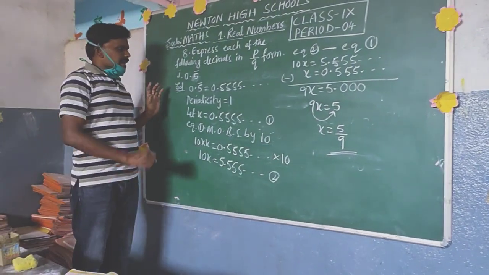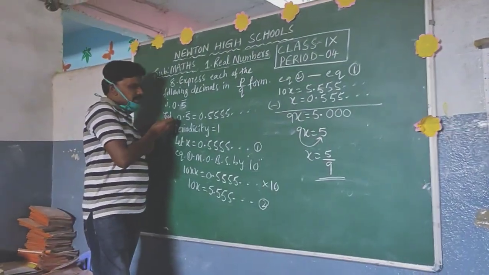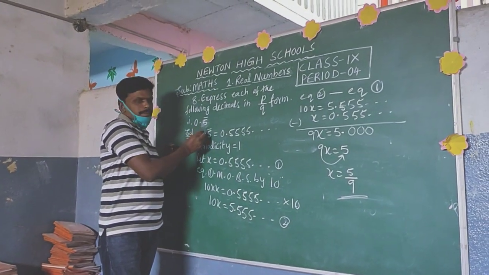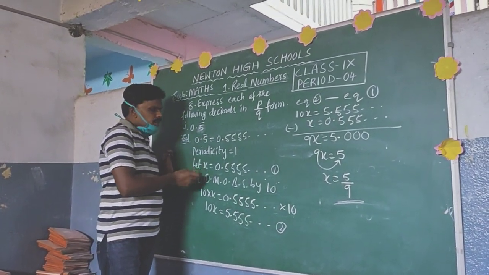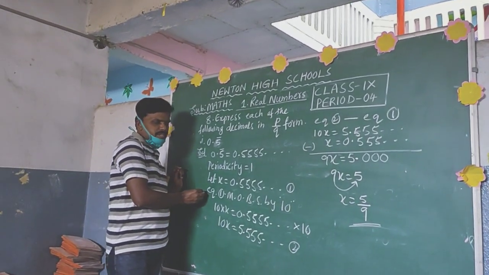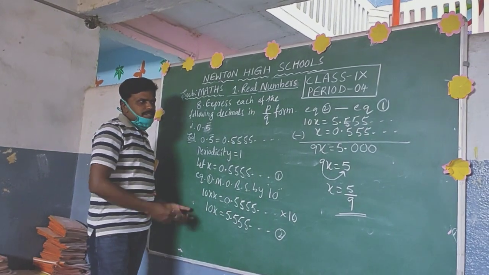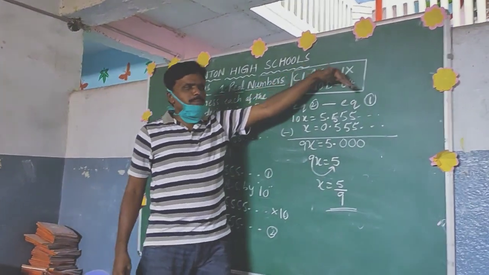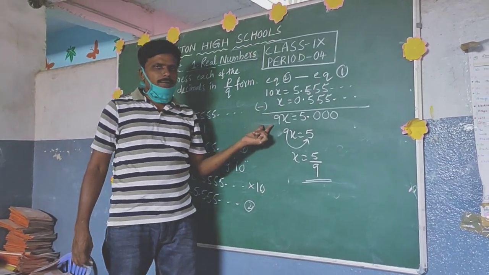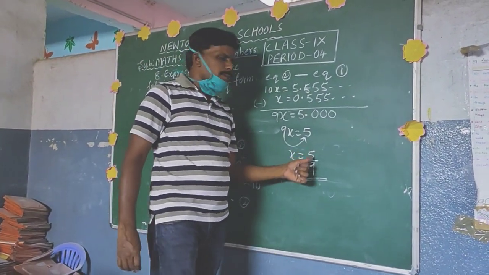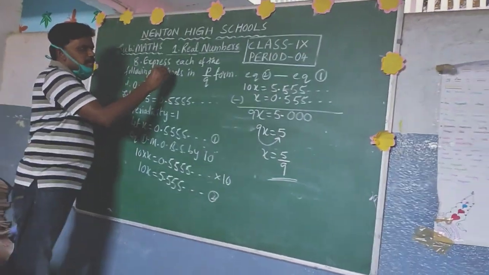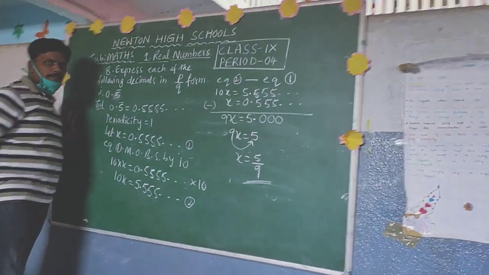Clear? Once again, first we have to find the periodicity of the given number. Then let us remove the bar, and we get the first equation. Depending upon the periodicity, we multiply the given equation, and after that we get the second equation. From the second equation, we subtract the first one. So we get the x value, and that x value must be in the form of p by q. This process is known as expressing decimal numbers in p by q form.